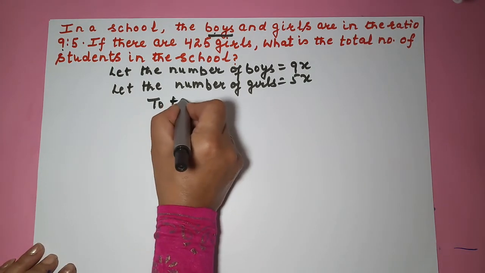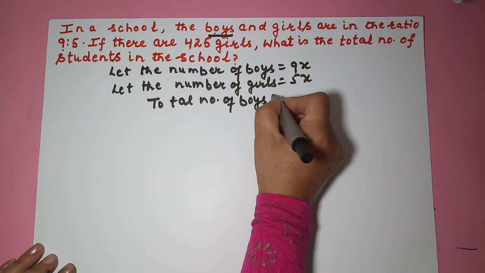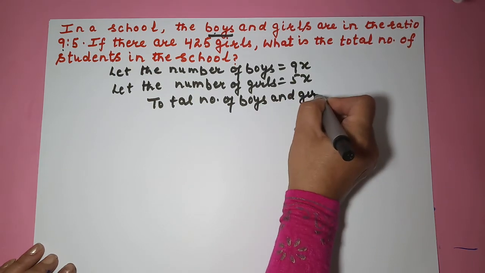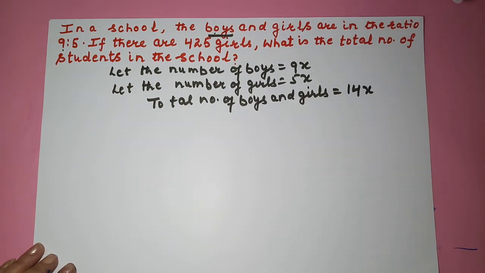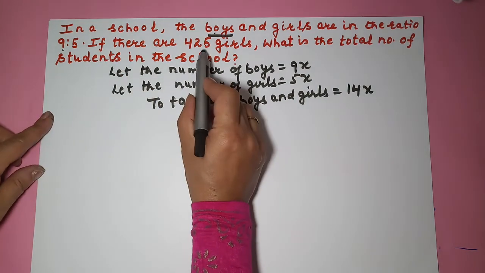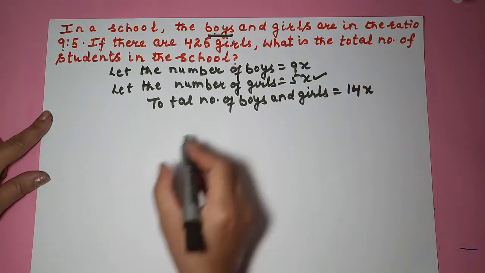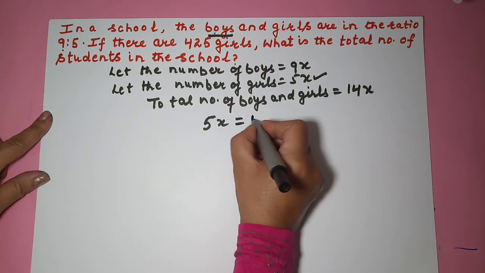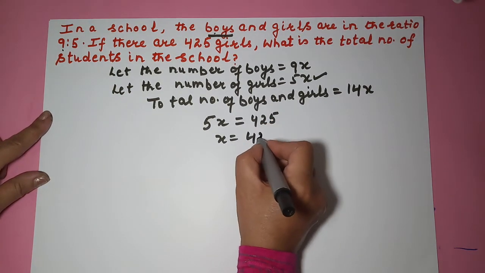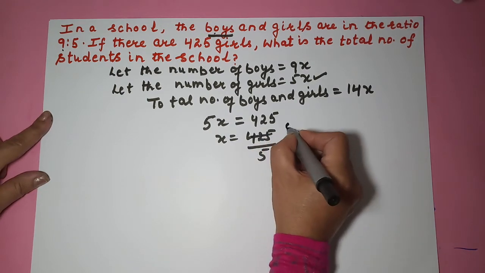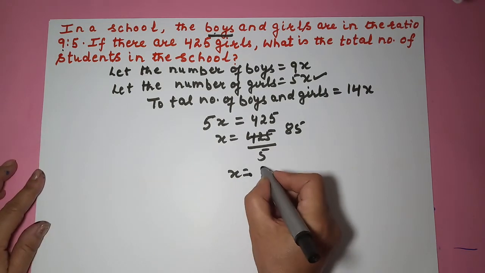So tell me, what is the total number of girls plus boys? Total number of students is equal to 9x plus 5x, which is 14x. Alright. Now he's saying that if there are 425 girls, now which one is the girls among the two? This one. So there are 425 girls, right? We can calculate the value of x here. 425 divided by 5. 5 8s are 40, 5 5s are 25. So I got the value of x as 85.